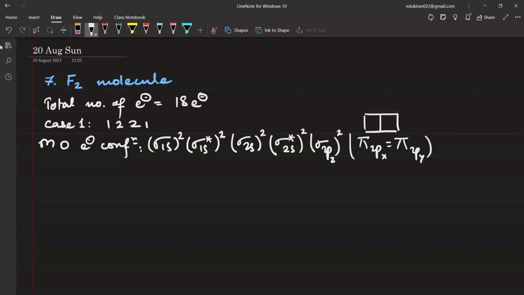So how many electrons do we have? 18. So 14 are done. 11, 12, 13, 14. After that? Sigma star 2p. No. Pi star 2px equal to pi star 2py. Now here how many? 4. Here also 4.